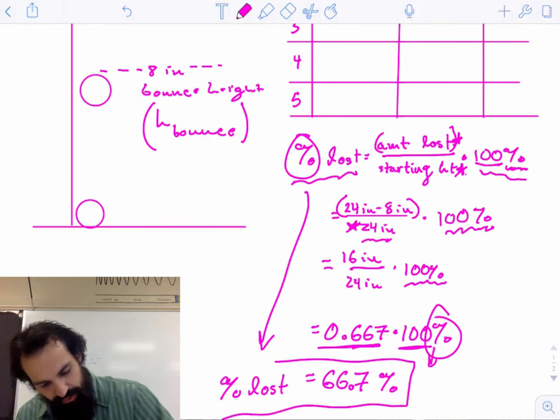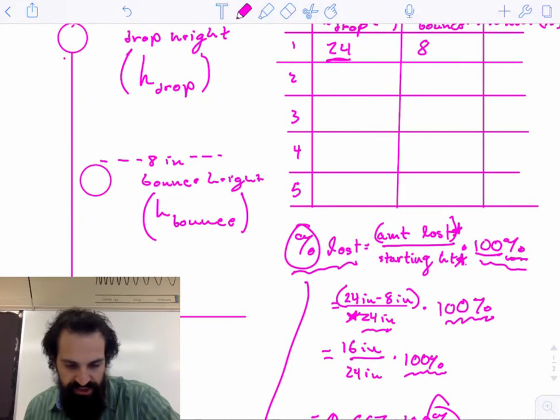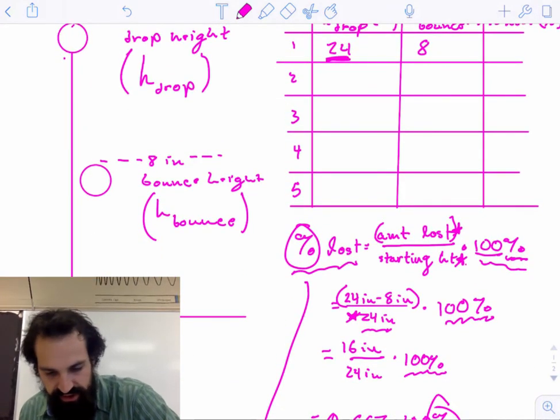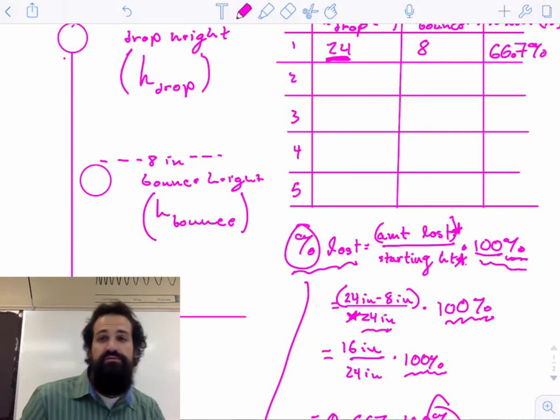So now that we've worked through that entire thing, we can put it back into our data table. The percent lost with an initial drop height of 24 inches was 66.7%.